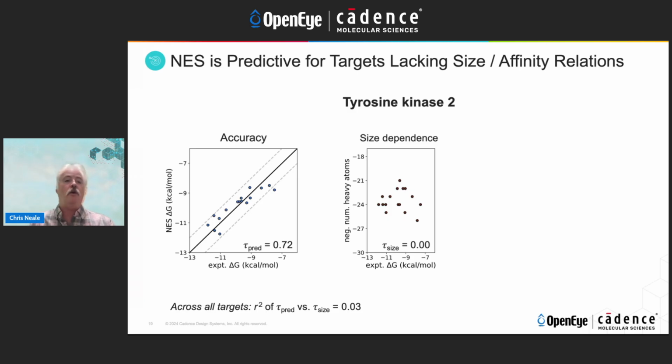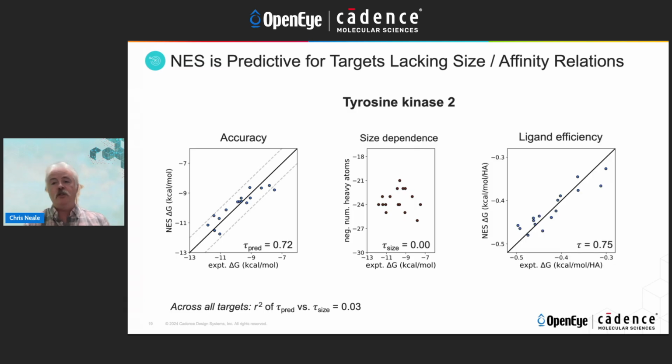So what you can see is that we are predicting this set of ligands for this target in a very useful way on the left. And in the middle, there is no useful size correlation. That's why I picked this target to show. So this is an example to demonstrate that in the absence of a size relationship with affinity experimentally, we can still provide very useful rank correlation.